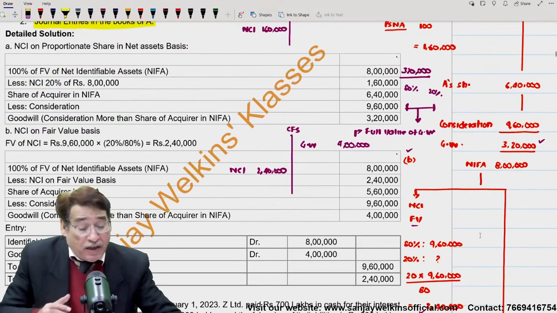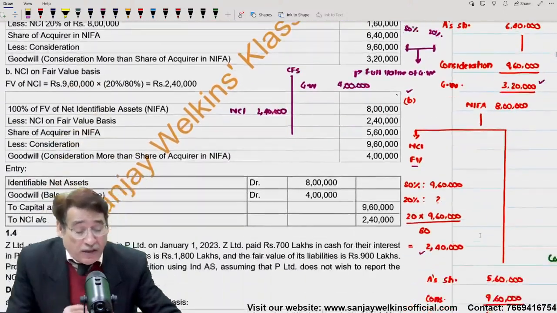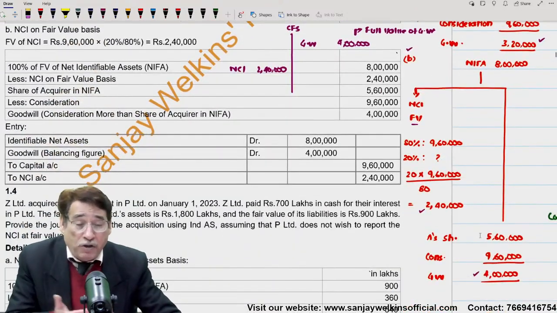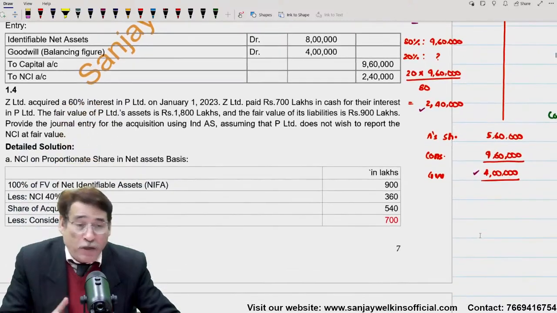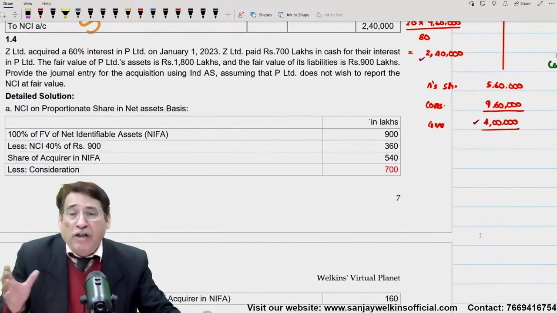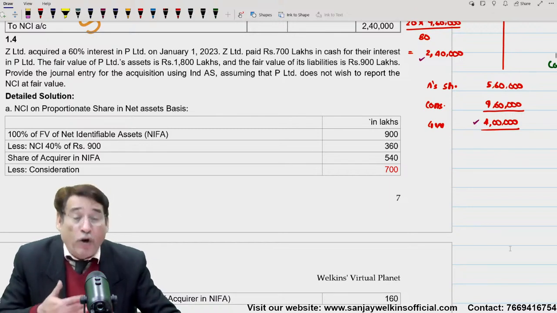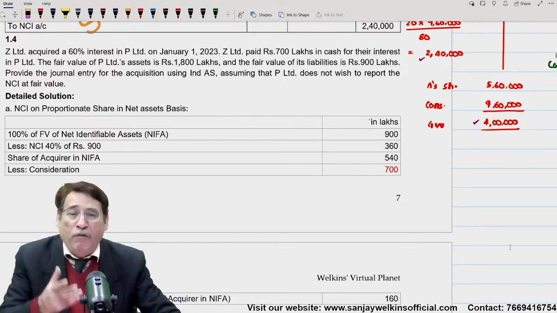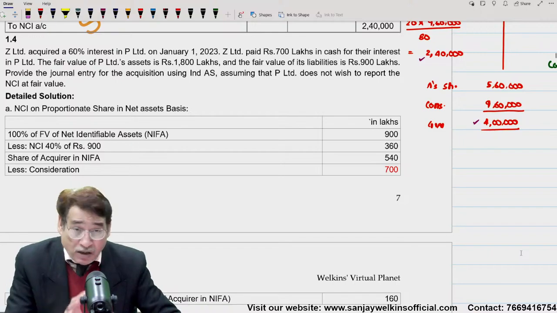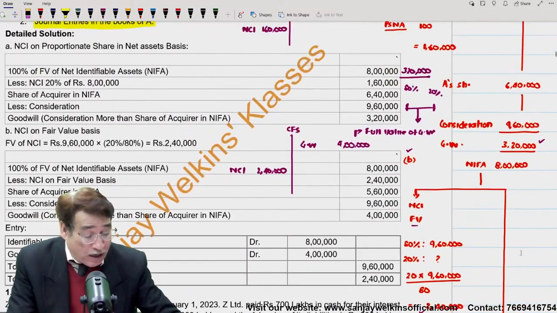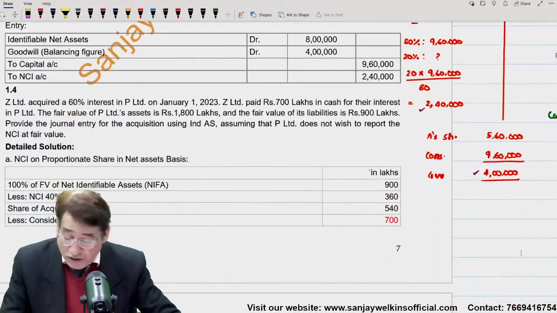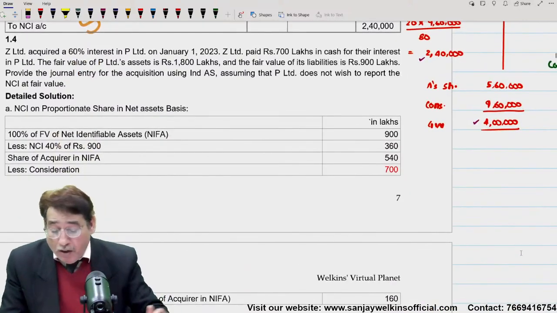So try to understand, even though the standard says that the entity has the option to compute NCI either at PSNA or on fair value basis, ultimately it is not going to impact the financial statement, provided you have the knowledge to diagnose the financial statement. Is it clear to you or not? Did you like all these things or not? Fine. It is nice to see you.